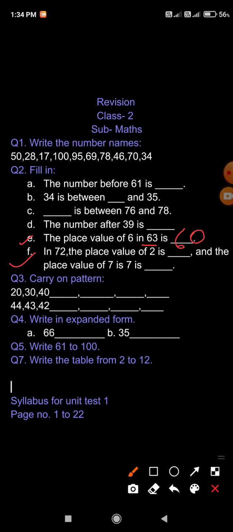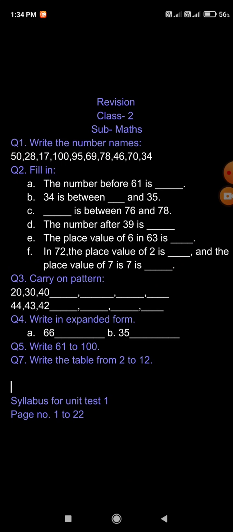Now H part. In 72 the place value of 2 is on ones place, so multiply it by 1. 2 into 1, the answer is here 2. And the place value of 7 is, I have repeated this second time, you can cut this one, no need to write this. The place value of 7 is, it is on tens place, so 7 multiply 10, 70. Right here in the space given, 70.